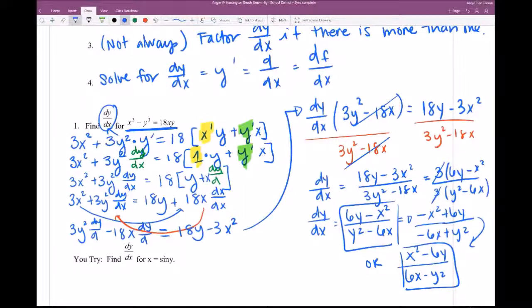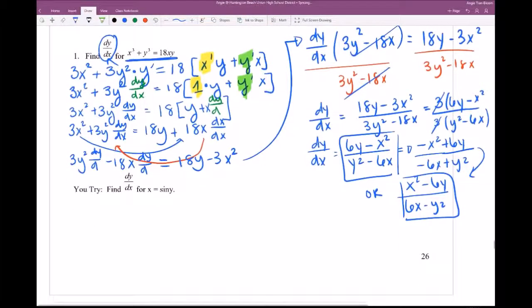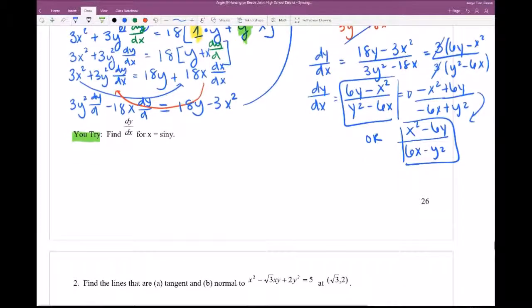Okay, if I'm going too fast, please do hit pause, okay? Or better yet, listen to it the first time around, and then the second time, you can come back and copy the notes. Okay, so now that you have gotten a chance to listen to example 1, why don't you try this on your own? So hit pause, do the you try, and then unpause, okay, and then go to example 2.